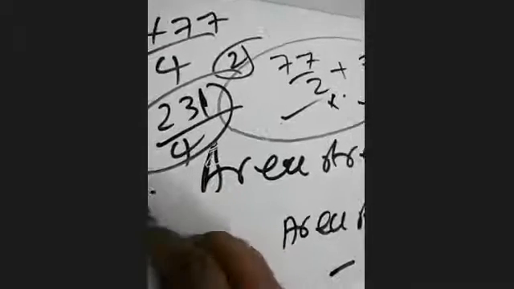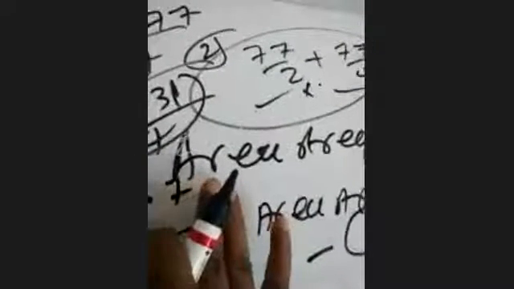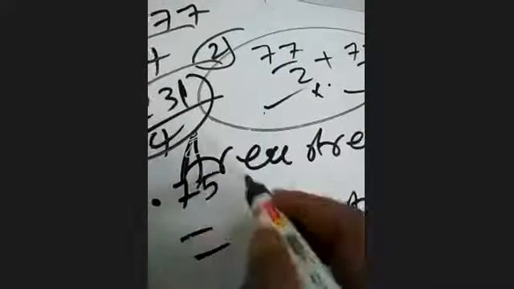Divide by 4. 4 fives are 20, 3. 4 sevens are 28, 3. Again 4 sevens are 28, see here 2. 4 fives are 20. So it is 57.75.